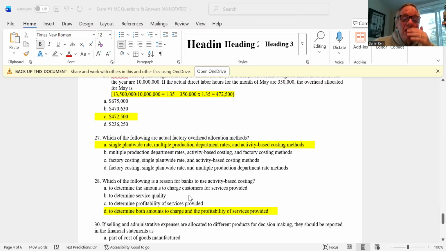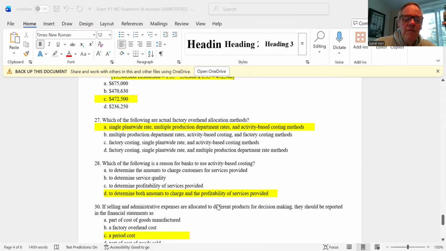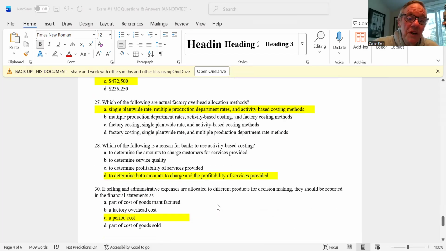28. Which of the following is a reason for banks to use activity-based costing? Well, it determines both the amounts to charge and the profitability of services provided. So the best answer there is D. And there is no question 29. You all got question 29 right, because there was no question 29. If selling and administrative expenses are allocated to different products for decision making, they should be recorded in the financial statements as what? Selling and administrative are all part of period costs. So they're not part of the cost of the product. So the answer there is C.